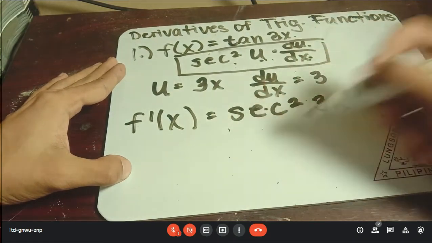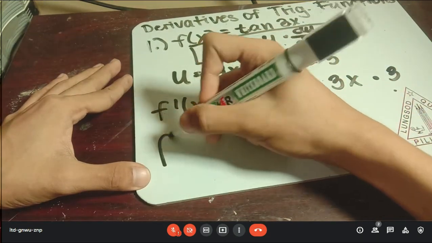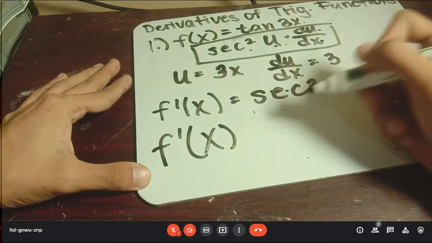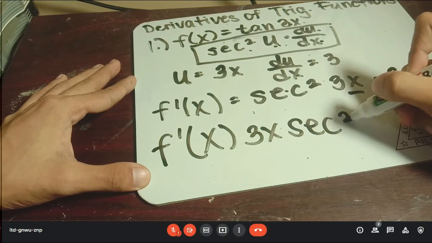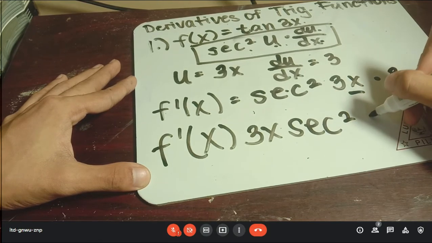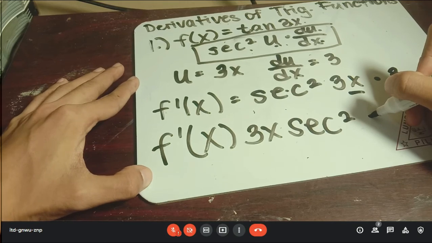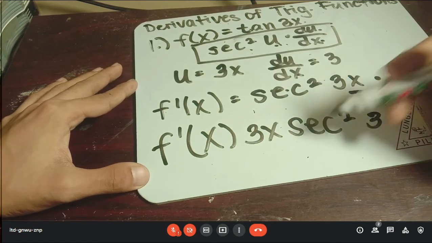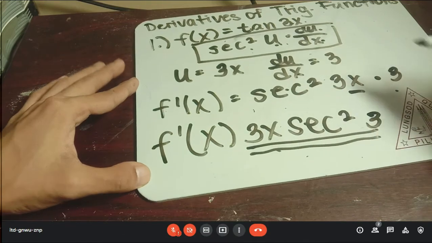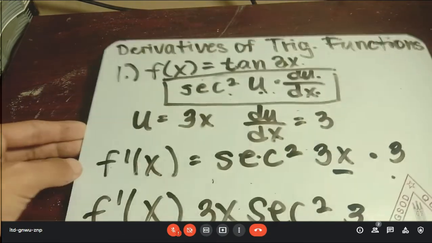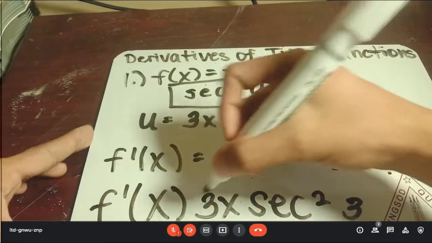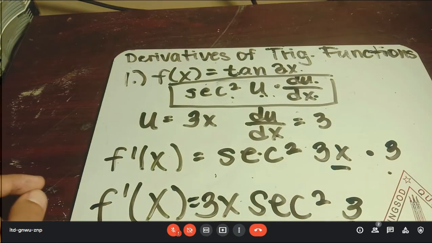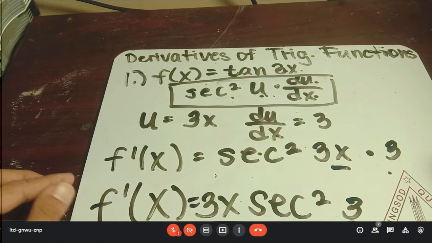Okay? Now, pwede pa natin siyang i-simplify to make it a standard form. We do that by putting the 3 in front. So, as follows, 3 sec squared 3x. Yan ang ating sagot. Yan ang sagot sa f of x is equal to tan 3x. Oops, nakalimutan natin. Yan. So, ito yung sagot. F prime of x is equal to 3 sec squared 3x.